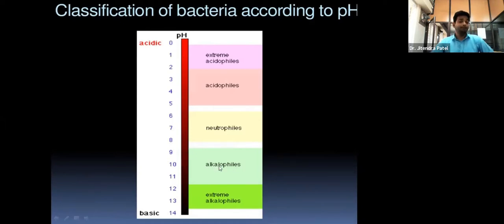Alkali means base, right? That you know very well. Then afterwards extreme alkalophiles means after 12 up to 14, this basic nature will be considered, and the word extreme is again attached to the alkalophiles, so that it is more basic or extreme alkaline in nature. They are able to survive if they are getting this kind of pH.